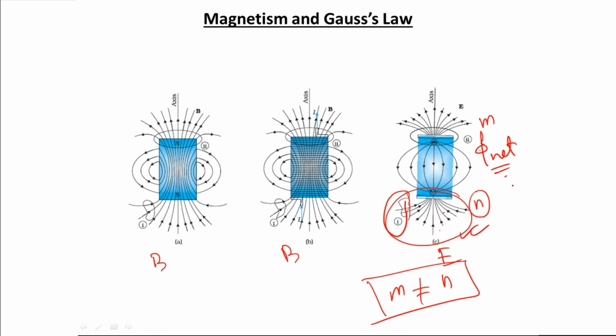If you have a net flux, from the mathematical statement we can find out that if this is zero, I can say this is zero. Or if the charge enclosed by this closed surface is zero, then the total flux also will be zero. Okay. So look here.